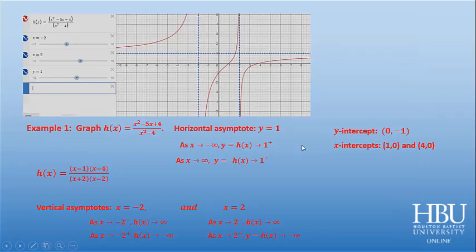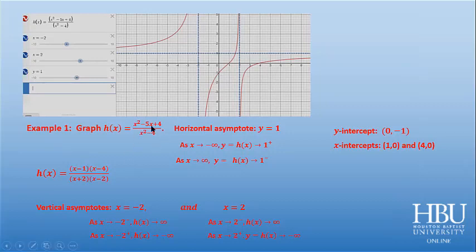If I substitute a 0 for x into my function, I'm going to have h of 0 is 4 over minus 4, which is minus 1. So the y-intercept is at 0, minus 1, here, this point.